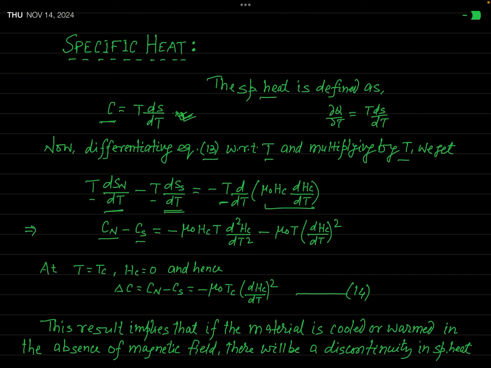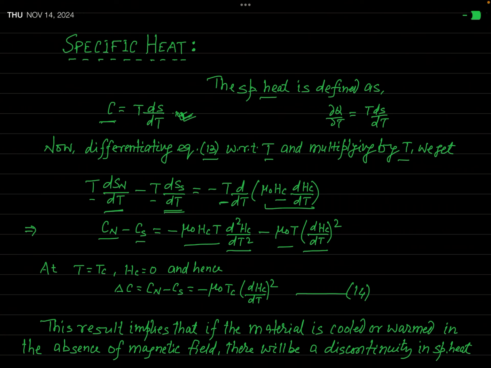Now see, inside this bracket there is a product of two functions. One is Hc, another is dHc by dT. Taking the product rule of differentiation into account, you can write that this is equal to minus mu naught Hc times d2Hc by dT square minus mu naught T dHc by dT whole square.